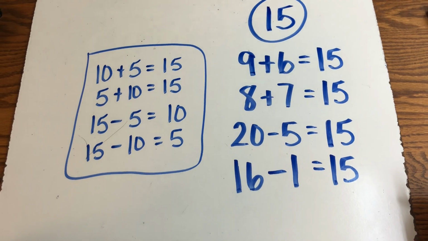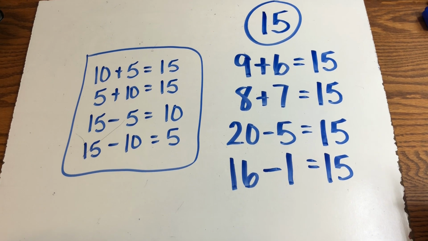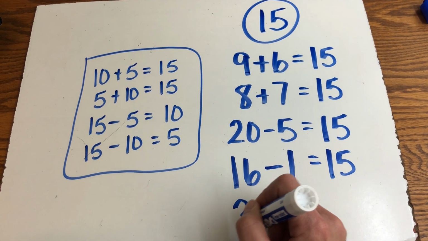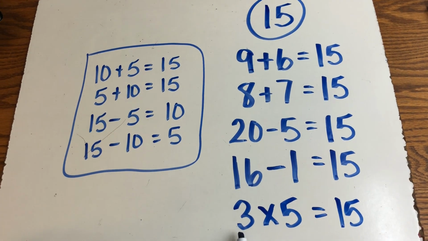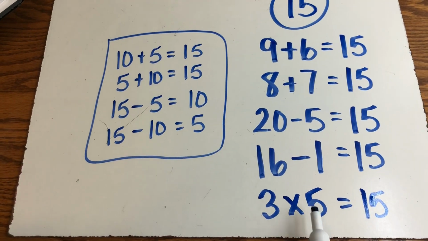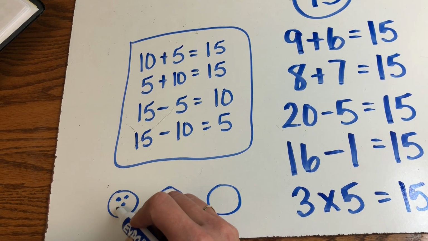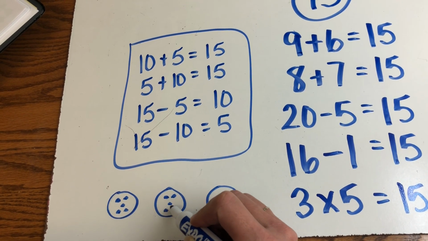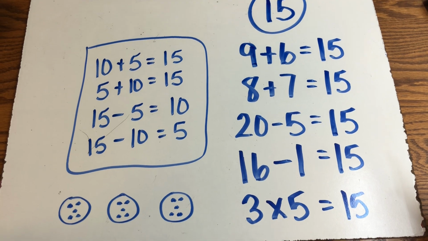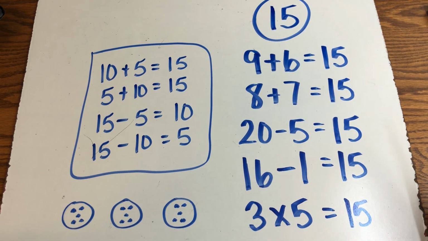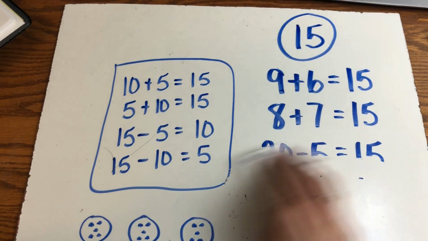All right, let's do a challenge. Can you think of a multiplication that gives me 15? How about 3 times 5 equals 15? Basically what I'm saying is I have 3 groups of 5. If I were to draw a picture, it would look like this. I have 3 groups of 5, and I read that 3 times 5 equals 15. Good job. Let's erase our board.